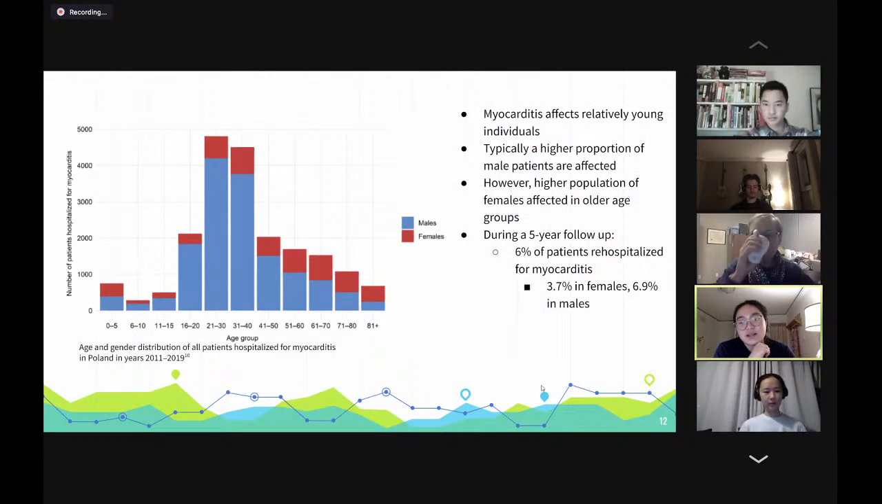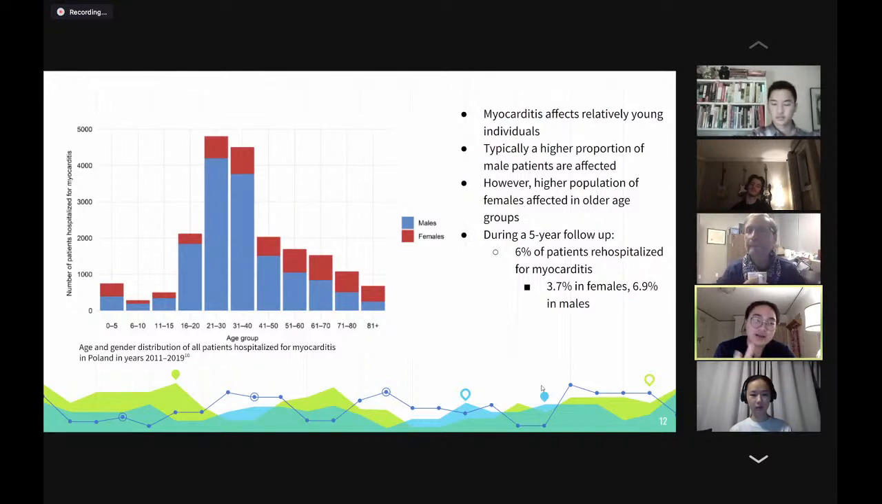So the next slide is just a graph summarizing their findings. During that 10-year observation period, myocarditis occurred in patients of all ages, with clear predominance in patients aged 16 to 30 years old.